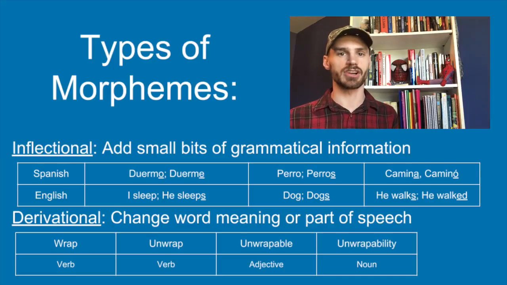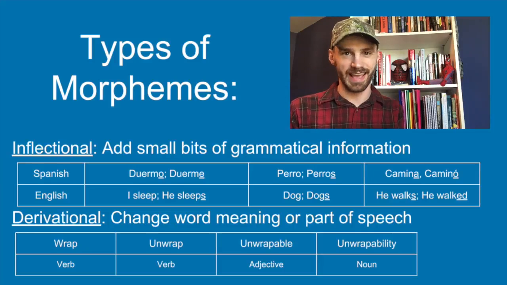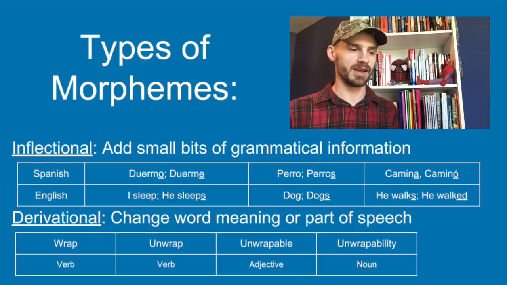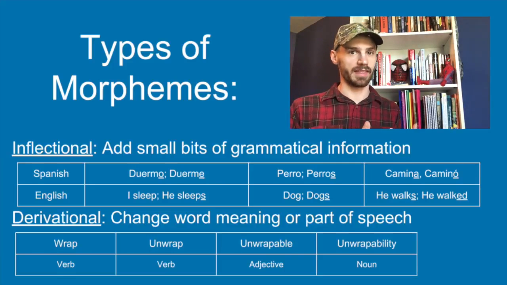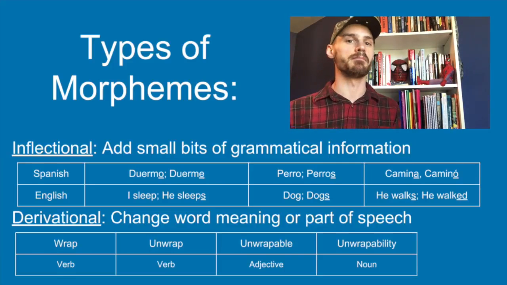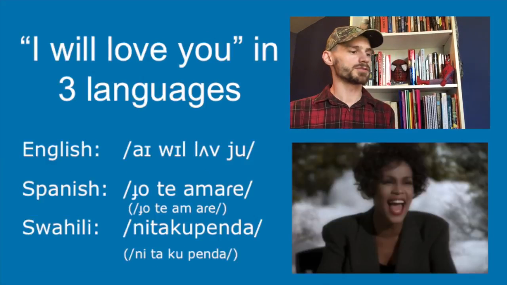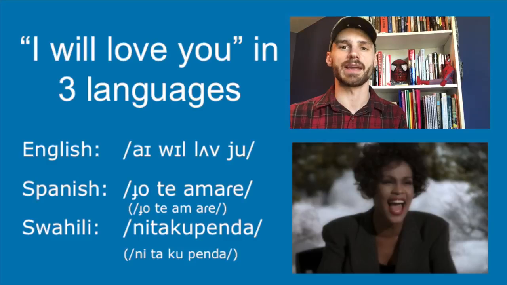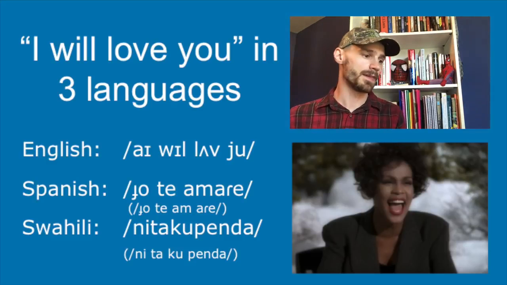derivational morphemes are not just tiny bits of grammatical nuance, like adding an S on the end of a verb, or making a singular verb plural. They make a much bigger difference in the meaning that you're trying to express. So let's take a look at a few different ways that languages treat morphemes, because they all behave differently.